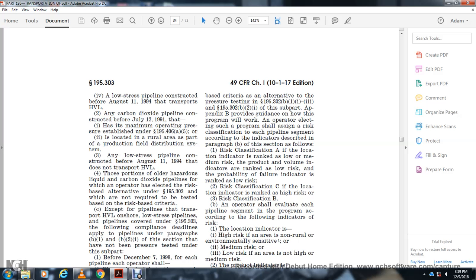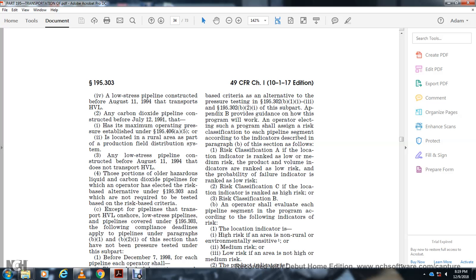Operator election: the operator must choose the program under this paragraph and classify the risk of each pipeline segment according to the indicators described in paragraph (b) of the section. Risk classification: a location indicator ranked as low risk, a product volume indicator ranked as low risk, and a probability of failure indicator ranked as low risk is classification C. A high location indicator ranked as high risk is classification B.